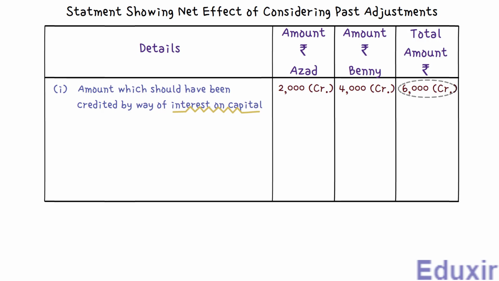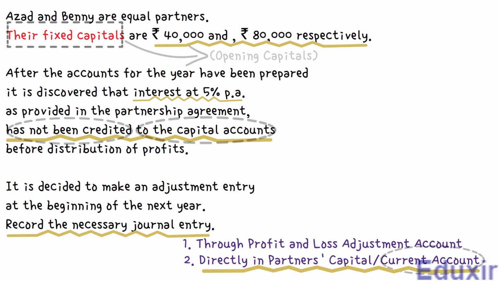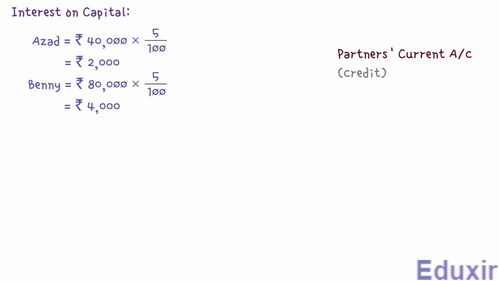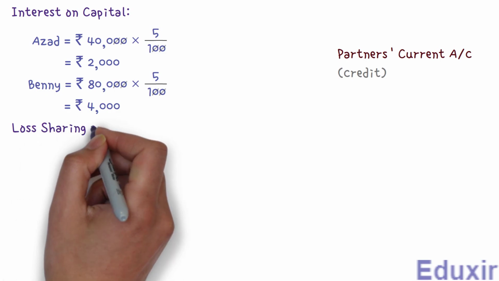So, let's find out how this amount was credited to the partner's current account in the form of profit share. Now, it is given in the problem that the partners are equal partners. This means that they share the profit in equal ratio. In other words, they share the profit in the ratio 1:1. So, using this ratio, let's find out how these 6,000 rupees were distributed to the partners as profit share. Let's first write the heading loss sharing as per the loss sharing ratio.